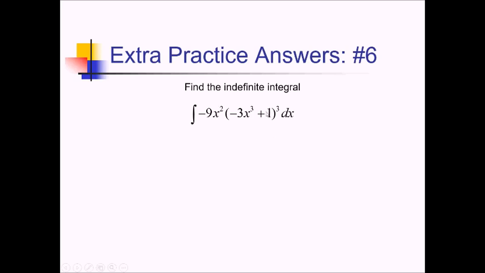So let me let u equal negative 3x cubed plus 1, and then I can write that the derivative, du, is going to be negative 9x squared dx. So then dividing by negative 9x squared, we have something that's equivalent to dx, du over negative 9x squared. Plug stuff back into the original. I can write negative 9x squared times u to the 3rd power, and then dx is going to be du over negative 9x squared.